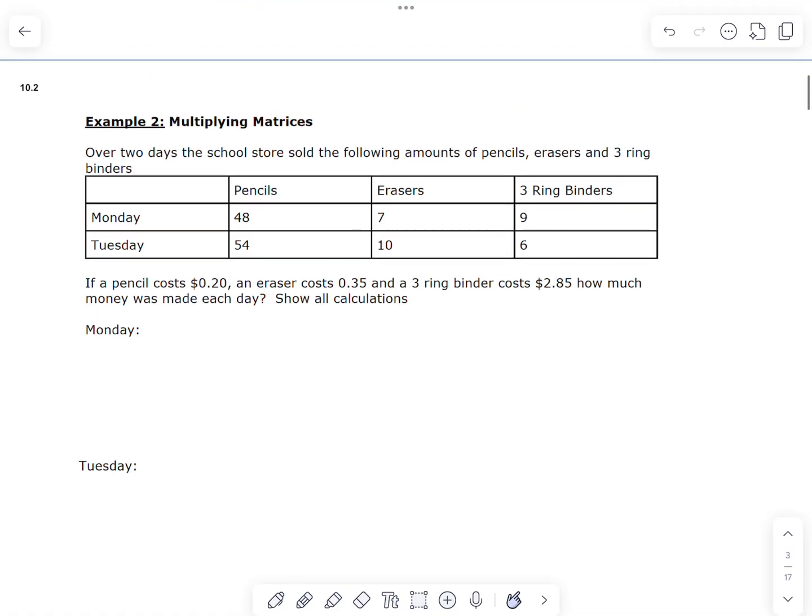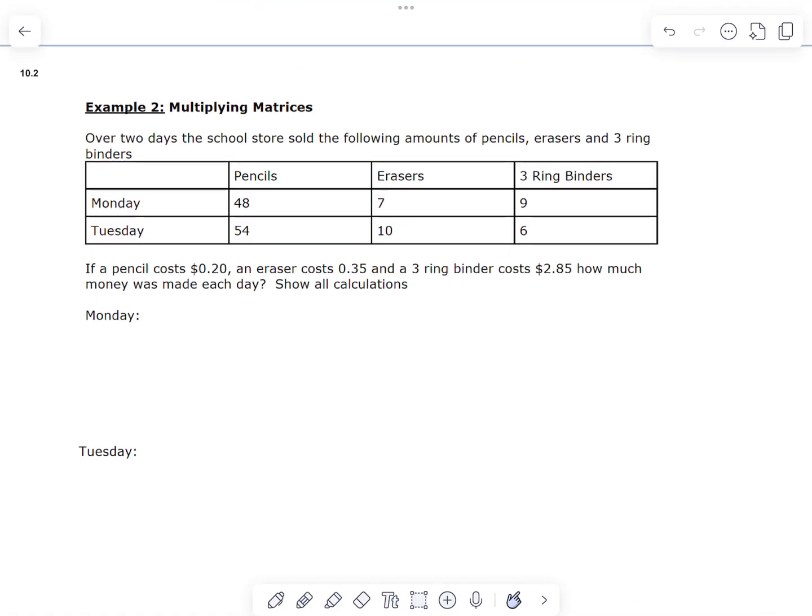All right, here's example 2. Over 2 days, the school store sold the following amounts of pencils, erasers, and 3-ring binders. So on Monday, there were 48 pencils, 7 erasers, and 9 3-ring binders. On Tuesday, there were 54 pencils, 10 erasers, and 6 3-ring binders. And then we have some costs involved with each of those items. We want to figure out how much money was made each day, and we want to show the calculations. So we're going to set up a matrix multiplication.